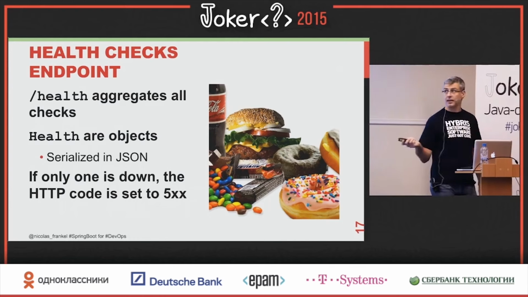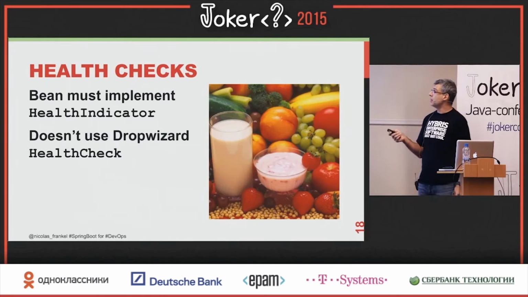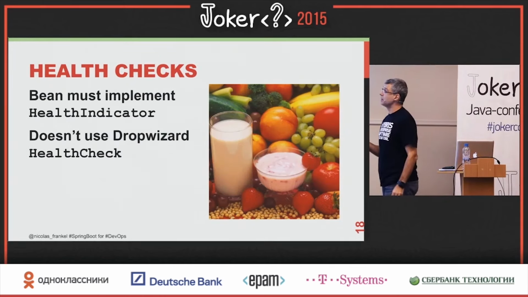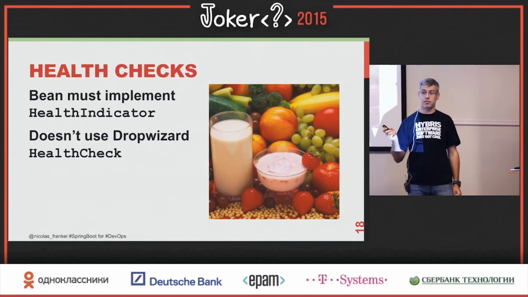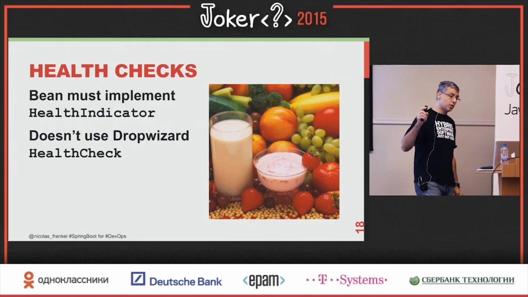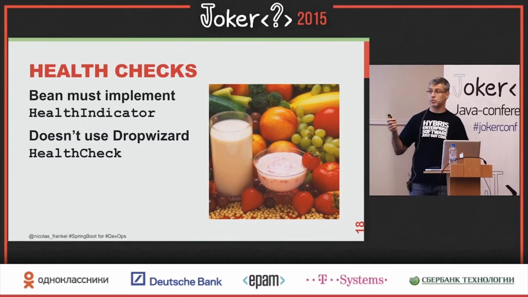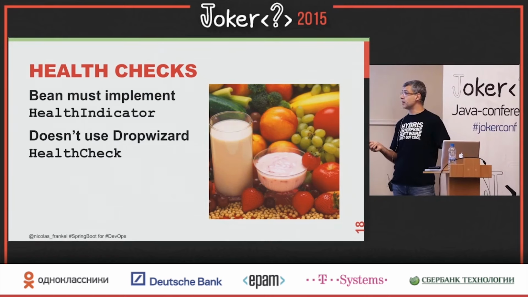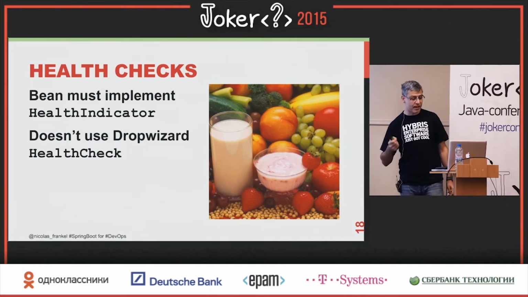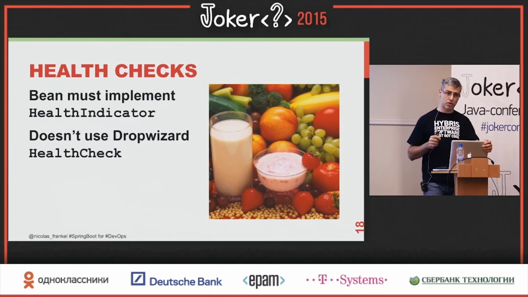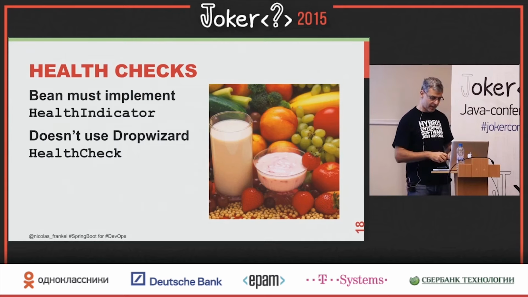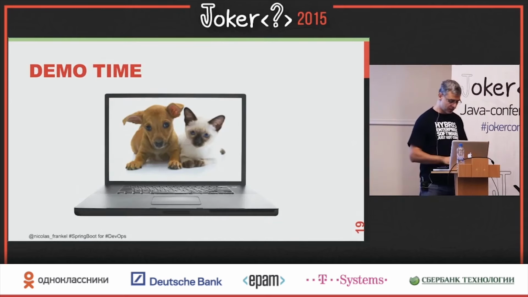So how do you return those health objects? You have a bean that implements HealthIndicator, and it's done. Just a word for those who used a previous version of Spring Boot: previously it relied on the Dropwizard health check, which is not the case anymore, which means you don't need those dependencies right now. Demo time.